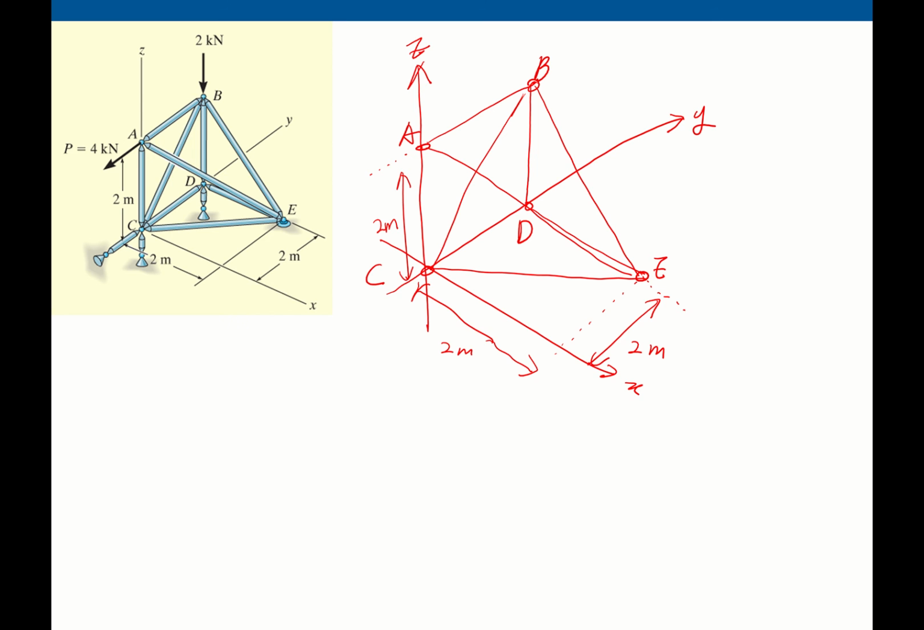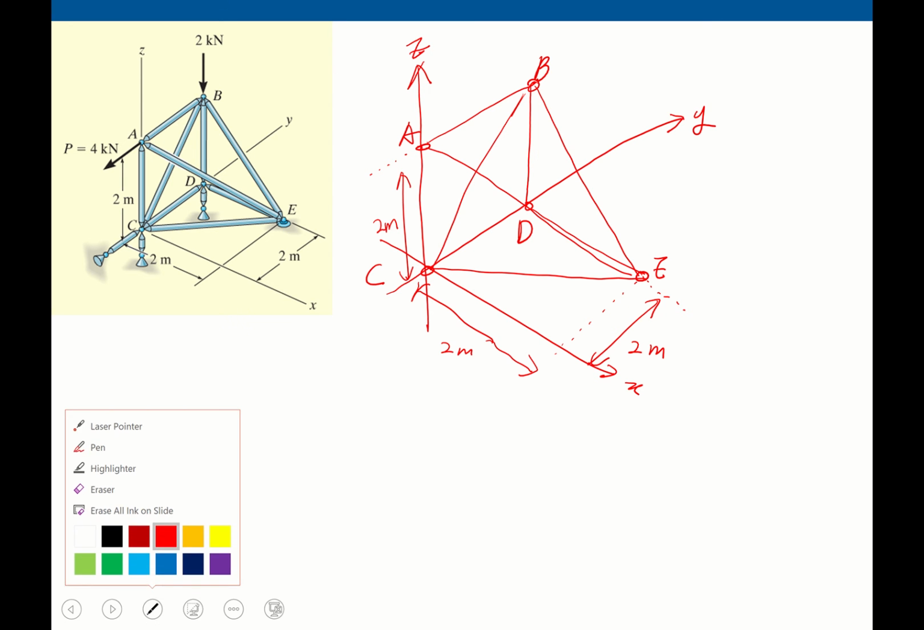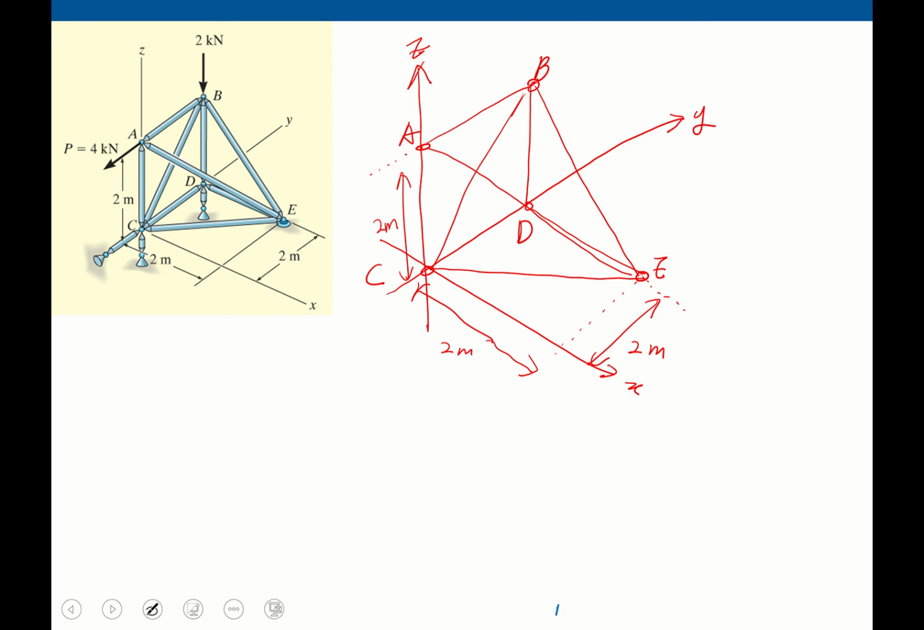There are external forces. Let's draw another color for the external forces. For joint A, we have a force in the negative y direction, that is 4 kilonewton. Another force is in the downward direction, this is 2 kilonewton.